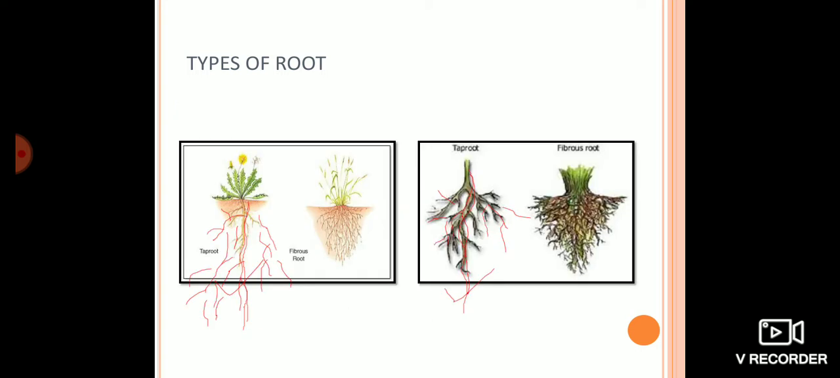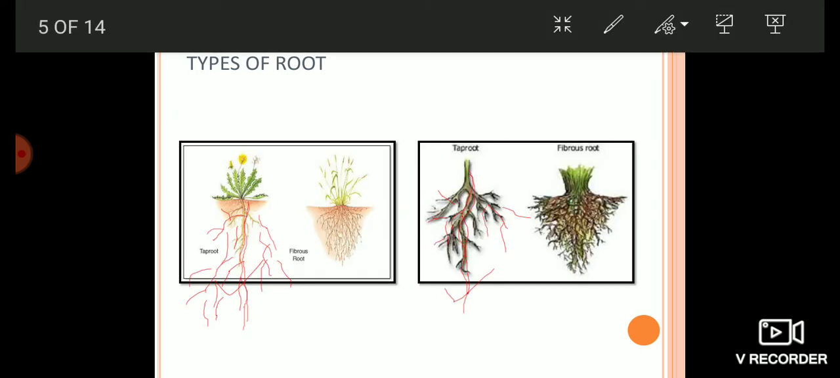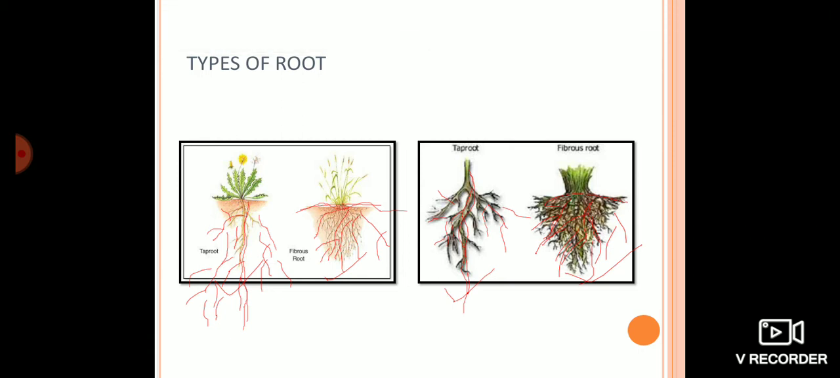Now again you can see the picture. So this is the fibrous root. Now in fibrous root all the roots are emerging from the base of the plant. So this is the base, and from this base there is an emergence of roots. So this type of root system is called the fibrous root system. Now you can see the next slide.